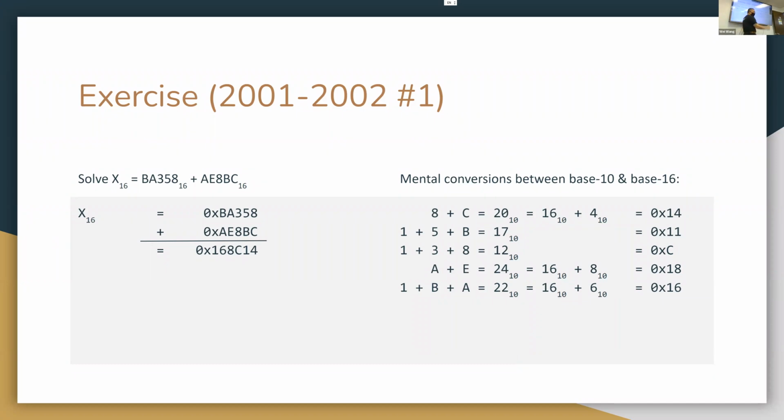I basically convert them into decimal. So 8 is 8, right? Hexadecimal 8 is decimal 8. And C is what? 12, right? C is A, B, C, right? A is 10, B is 11, C is 12. So 12 plus 8 is 20, right? 20 in decimal, but then I have to convert that back into hexadecimal, right?